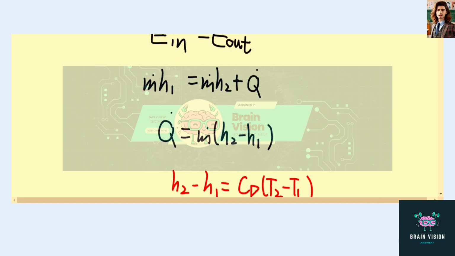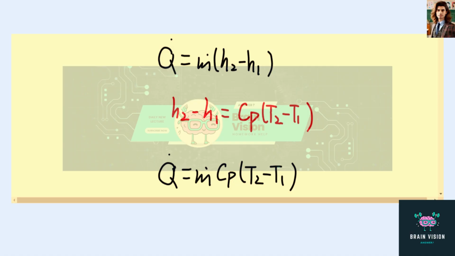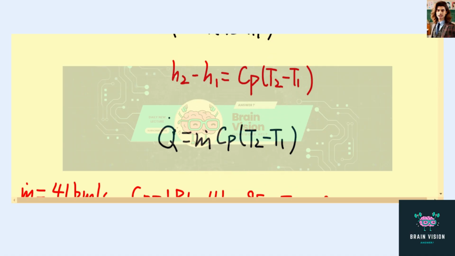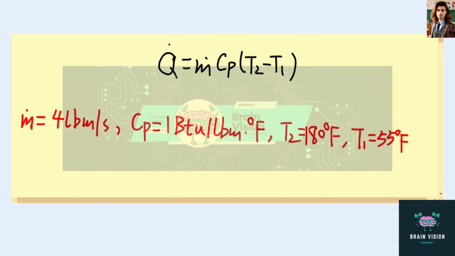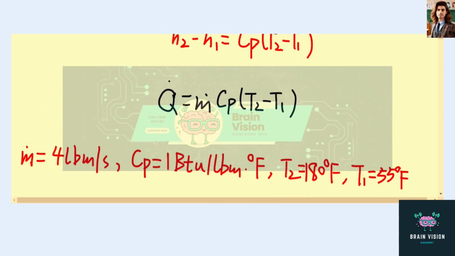So if we do some arrangement here, we have Q dot is equal to m dot times (h2 minus h1), and h2 minus h1 can be expressed as Cp times (T2 minus T1). Cp is the specific heat for the water, and T2 is the final temperature for the water, and T1 is the initial temperature for the water. So if we do some arrangement here, we'll have Q dot is equal to m dot times Cp times (T2 minus T1). So we know the mass flow rate is given as 4 pounds mass per second. And the specific heat for the water is 1 British thermal unit per pound mass times degree Fahrenheit. We know the final temperature is 180 degrees Fahrenheit, and the initial temperature is 55 degrees Fahrenheit.